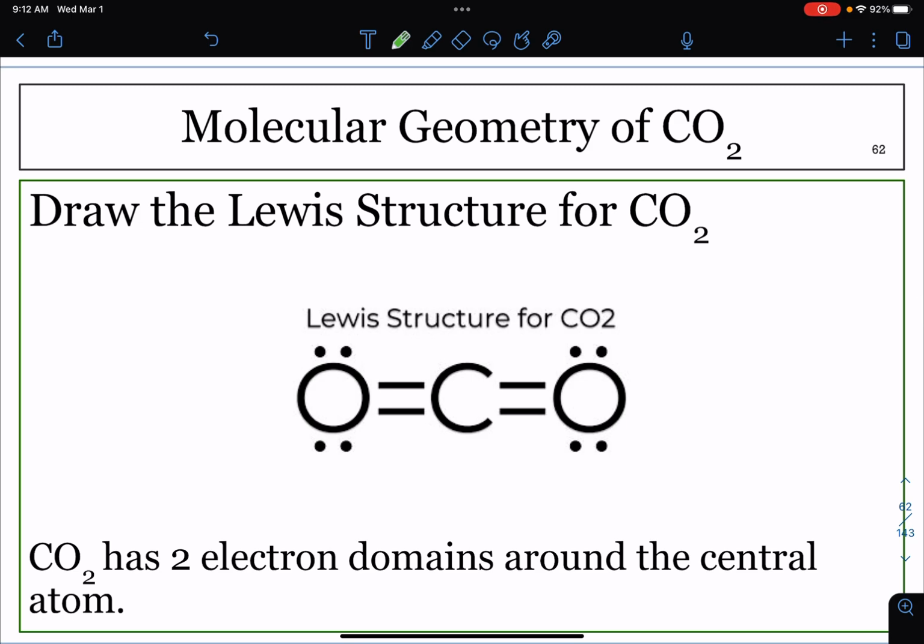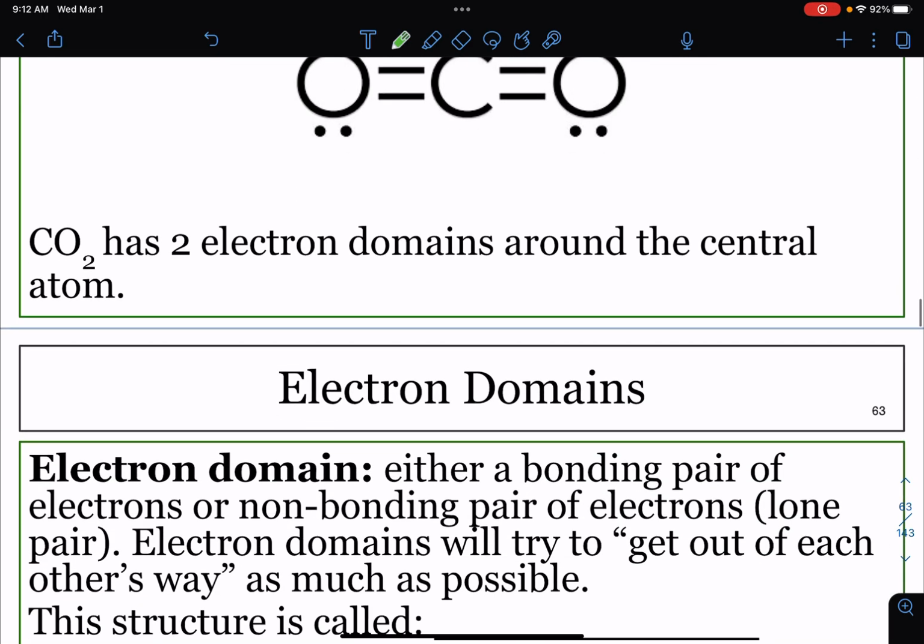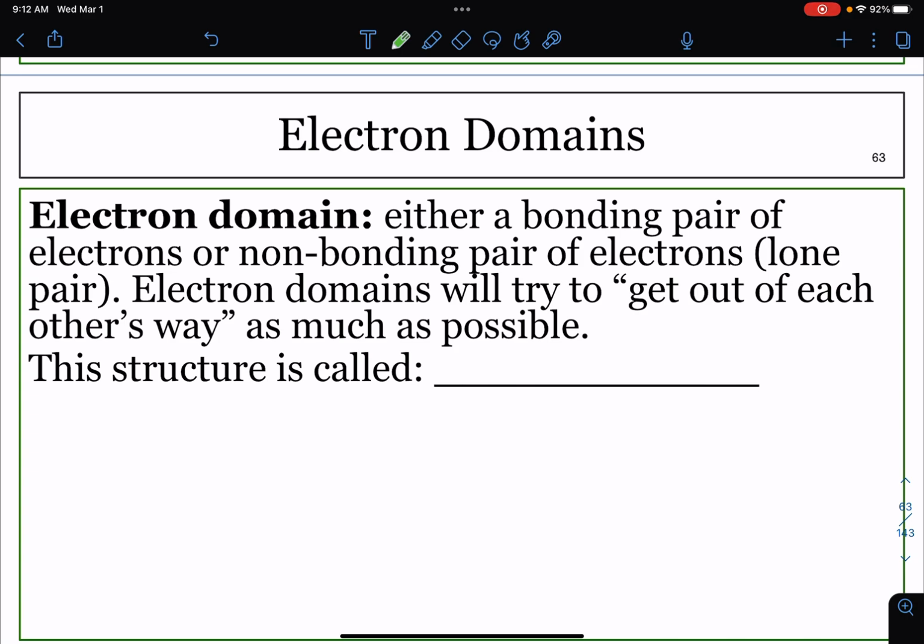Carbon is the central atom, and it has 2 electron domains around it. Well, what's an electron domain? An electron domain is either a bonding pair of electrons, so a single, double, or triple bond, or a non-bonding pair, which we call the lone pairs of electrons.